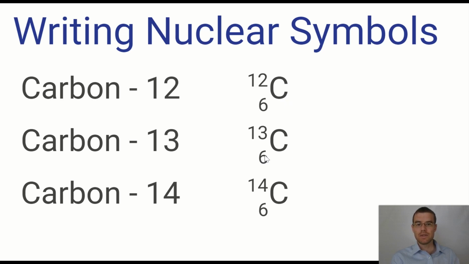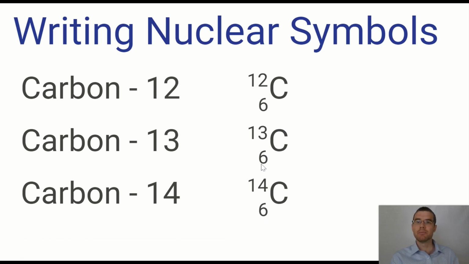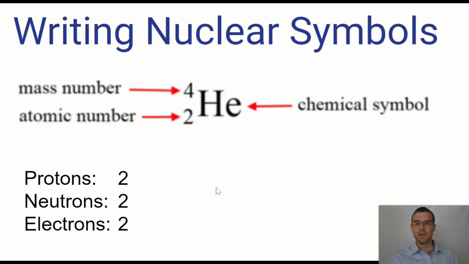You'll notice that this 6 actually connects to the carbon, because if you have a different number of protons, remember, the element changes and you would have a different symbol. So you can always match those two up. And so carbon-13 having a mass of 13, we write in the mass on the top, the atomic number on the bottom, and then the symbol. And that is how you write nuclear symbols. So again, mass number goes on top, atomic number goes on the bottom, and then the chemical symbol goes just to the right of that.